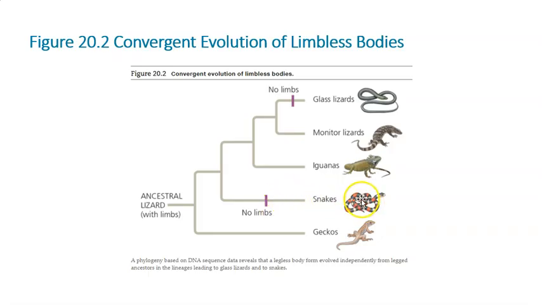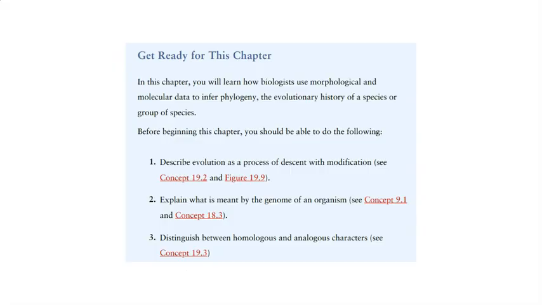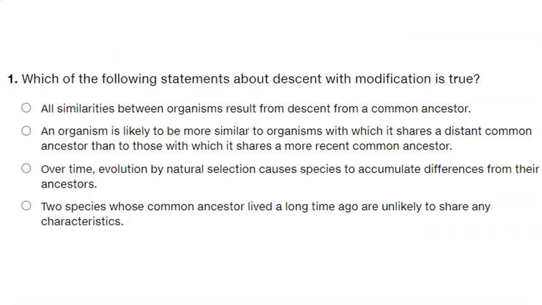And so you can see right here, based upon DNA sequencing, snakes lost their limbs here. But based upon DNA, glass lizards share more alike with monitor lizards than they do with snakes. And so based upon DNA comparison, it's kind of interesting. So if you want to get ready for this chapter, reviewing those three will be good.